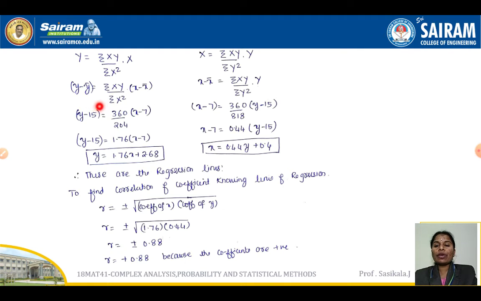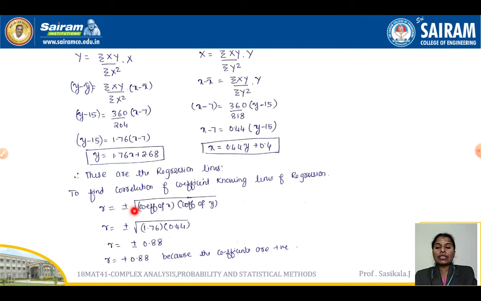So I am using y minus y bar is equal to summation xy by summation x squared into x minus x bar. Substitute that and simplify. Keep only y on the left side and take the remaining terms to the other side. You can simplify y to be expressed in terms of x and a constant. So I'll get y equals 1.76x plus 2.68. Similarly, you can write the x on y equation. After simplifying, the answer is x equals 0.44y plus 0.4. So capital Y is nothing but y minus y bar. Okay, so now these two equations are the regression line equations. Now you have to find the correlation. How will we find the correlation?